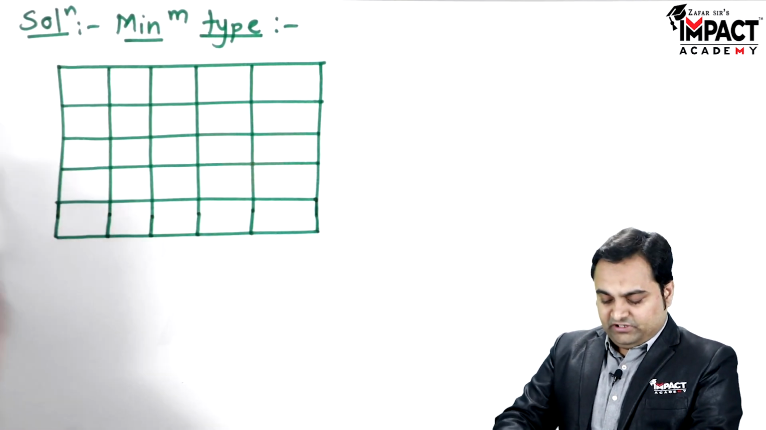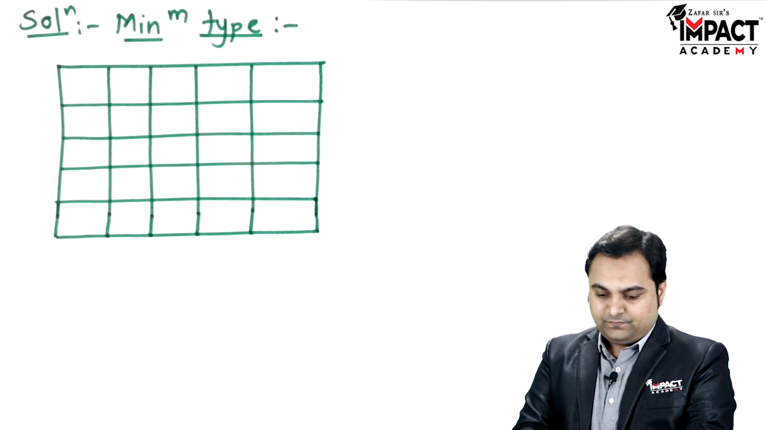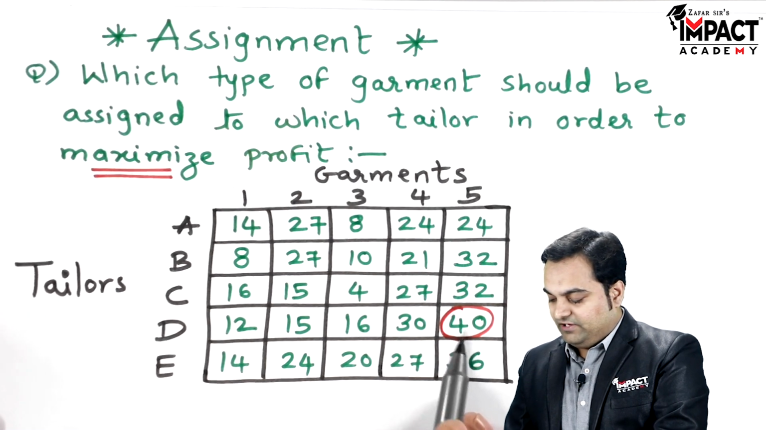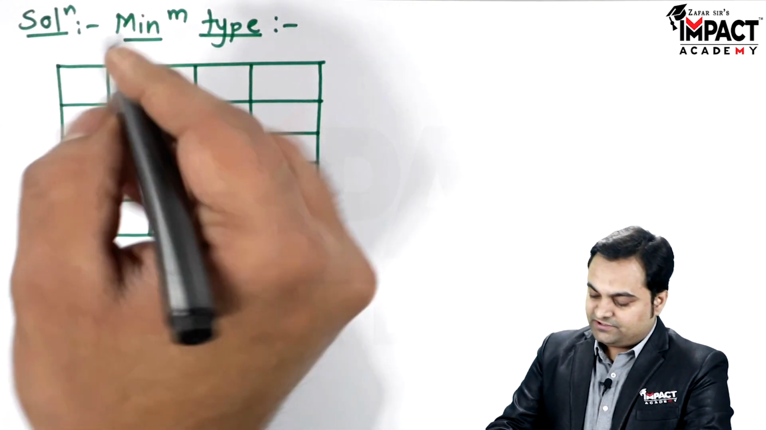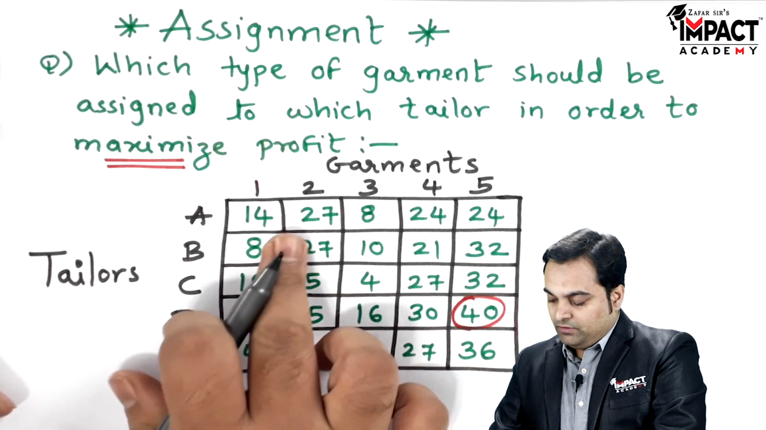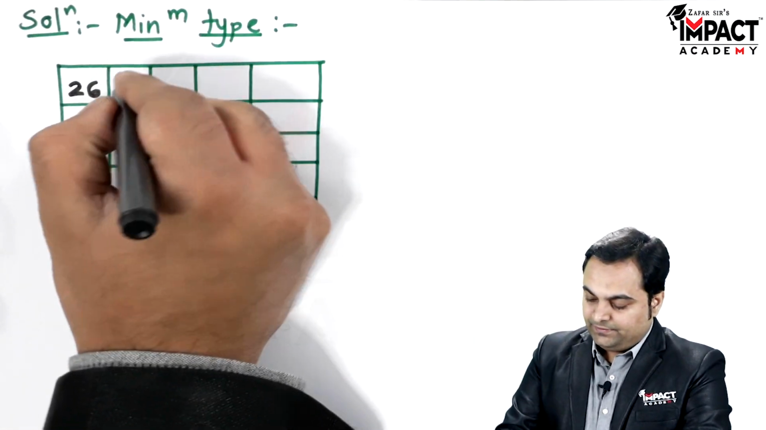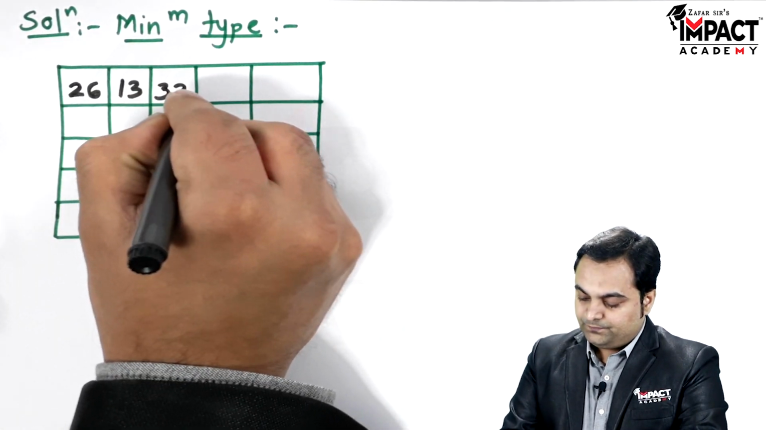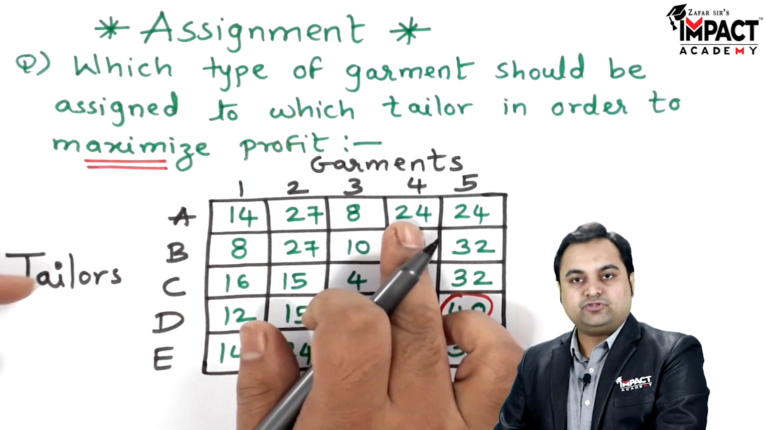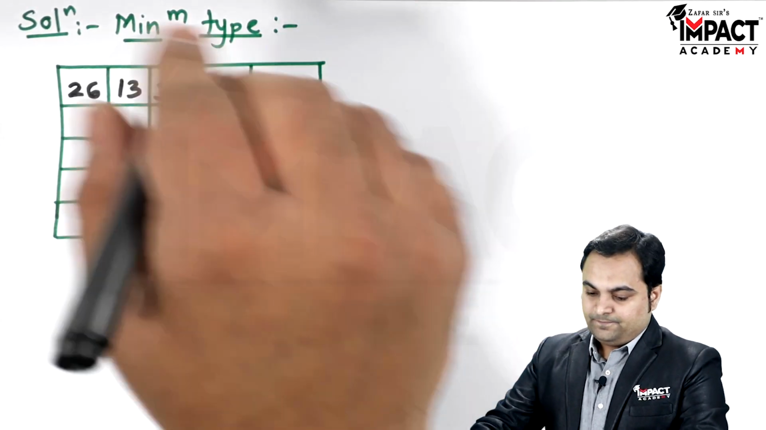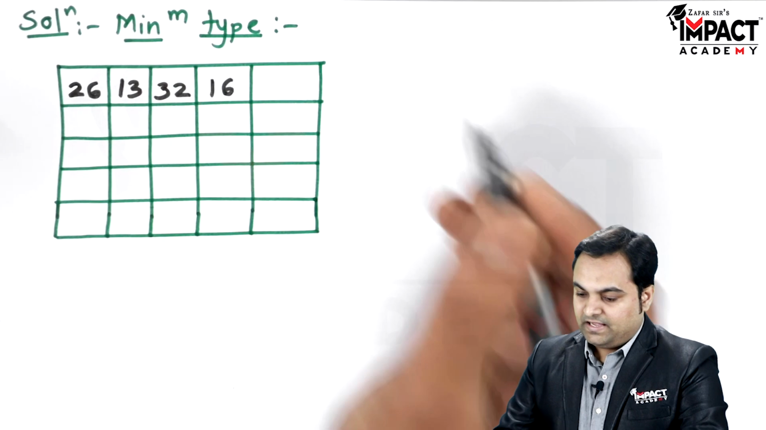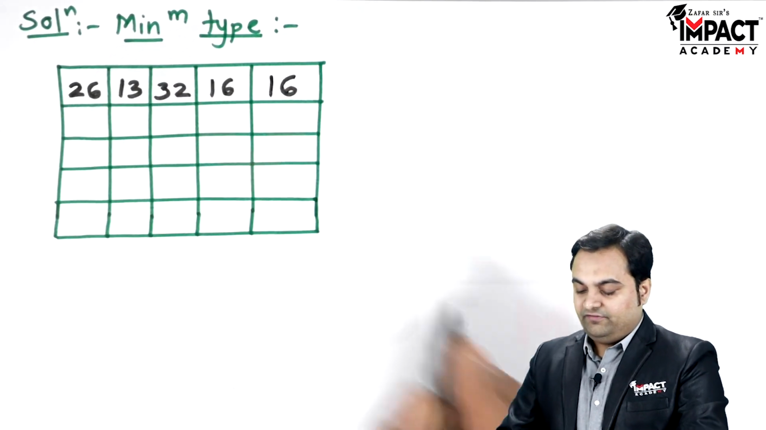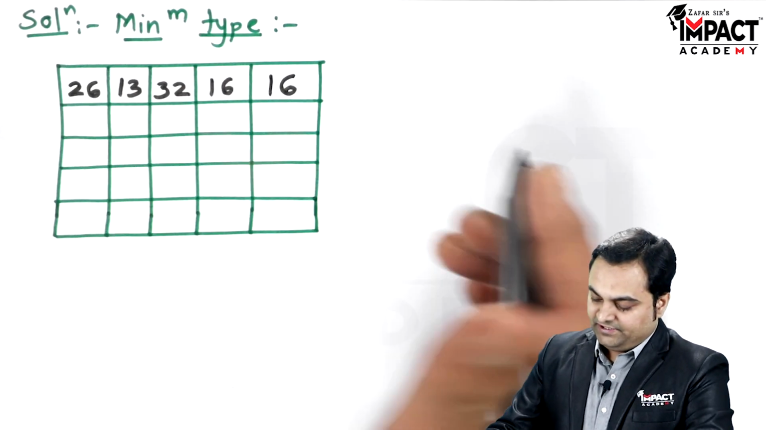So the matrix would be filled in this order. Like for example, the first value is 14. So maximum value, which is 40 minus 14, that is 26. Next, 40 minus 27, that is 13. Then 40 minus 8, which is 32. Next, 40 minus 24, that is 16. And similarly 40 minus 24, which is 16. So we can go on filling the values in order. I am writing the values.